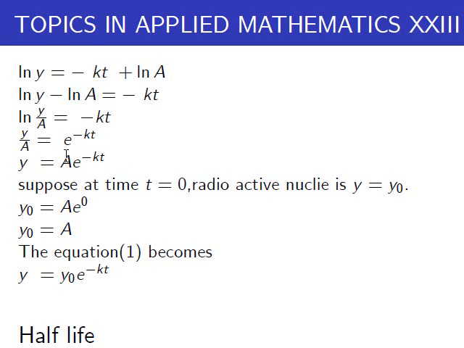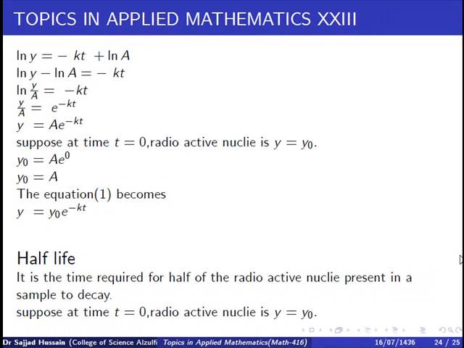This is again like the population growth model, with the exception of the negative sign. Suppose at time t is equal to 0, the radioactive nuclei are y is equal to y naught. When t is equal to 0, y is equal to y naught, so y naught is equal to a e raised to power 0. A is equal to y naught. Then the equation becomes y is equal to y naught e raised to power minus kt.